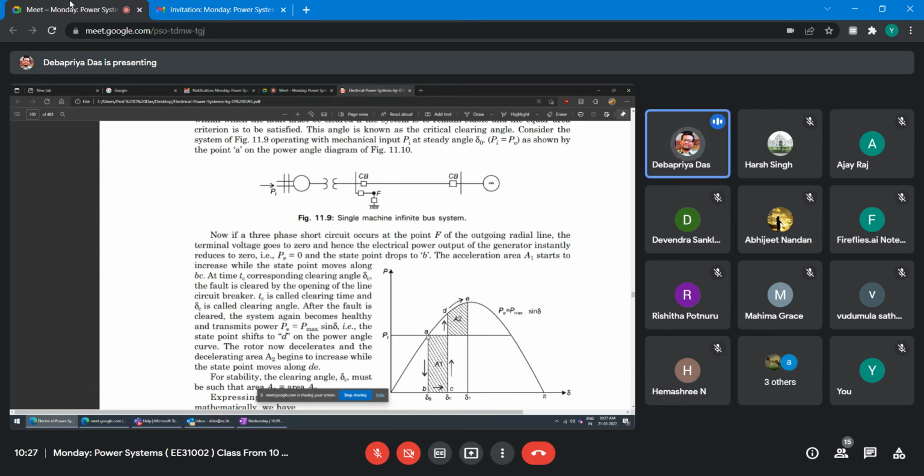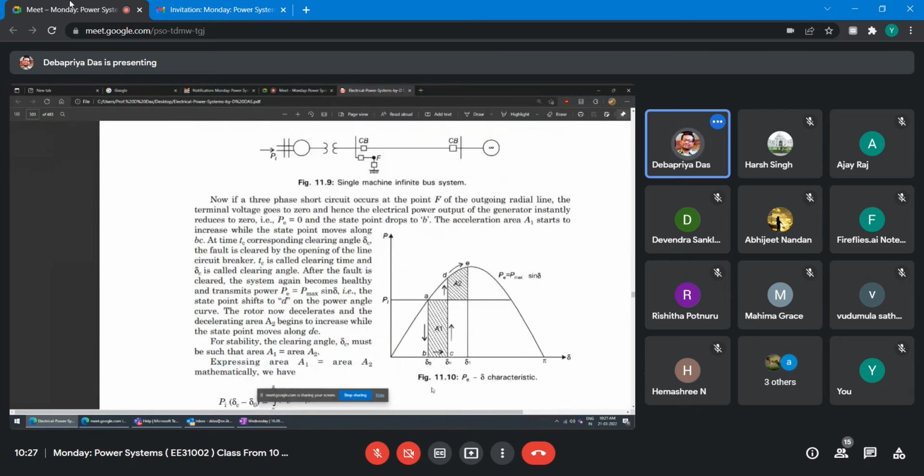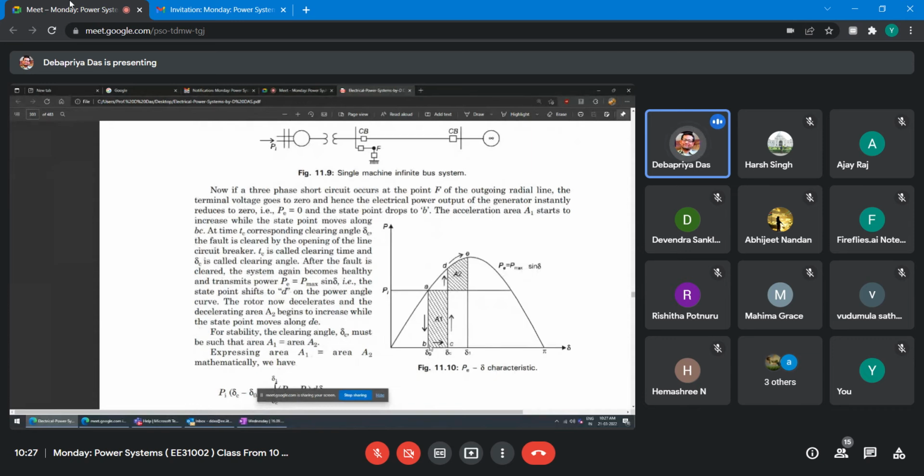So from this point, it will come down and jump to point B, right? No power is delivered, because the fault has occurred and terminal voltage is zero. As soon as it has come to that, it will start accelerating along this line. But at some point, when the angle is equivalent to delta C, we call it the critical clearing angle. Suppose now the fault is cleared and the circuit is connected, but before that, it has moved from delta zero to delta C.